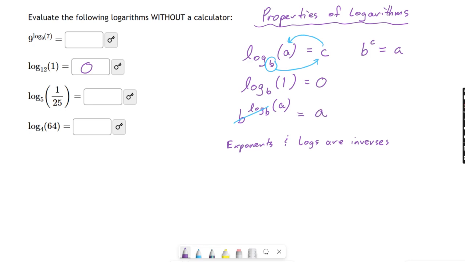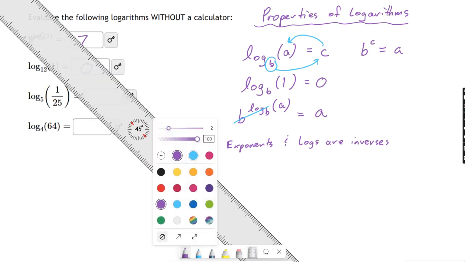Now, why is that useful? That's going to come up more in equations. But you can see right over here in this problem, if I have 9 raised to the log base 9 of 7, all that's left over when I cancel those out is 7. Now, these other two problems, these are more typical that you're going to see with logarithms. So let's work through those with two examples.